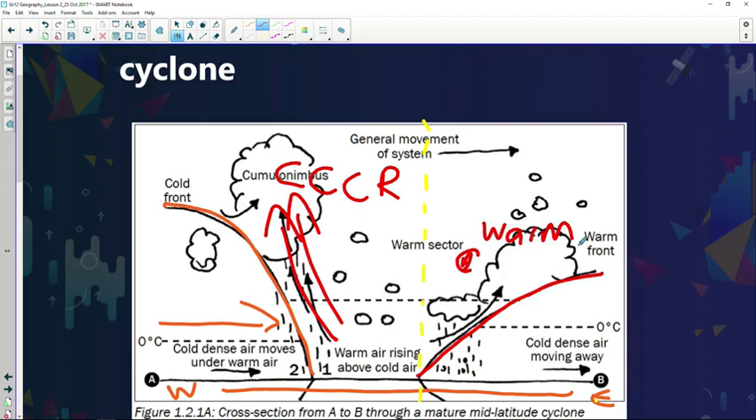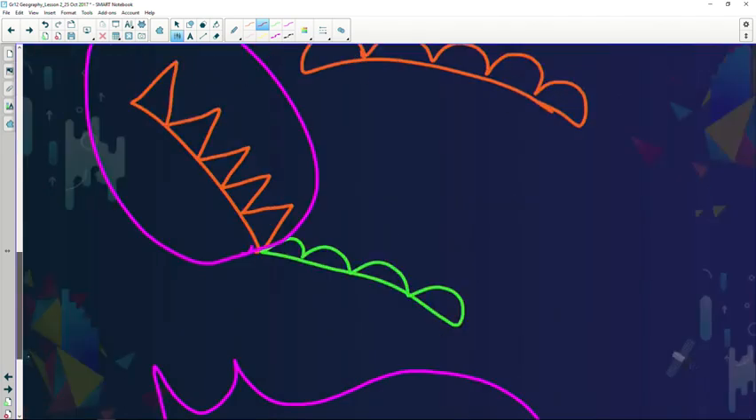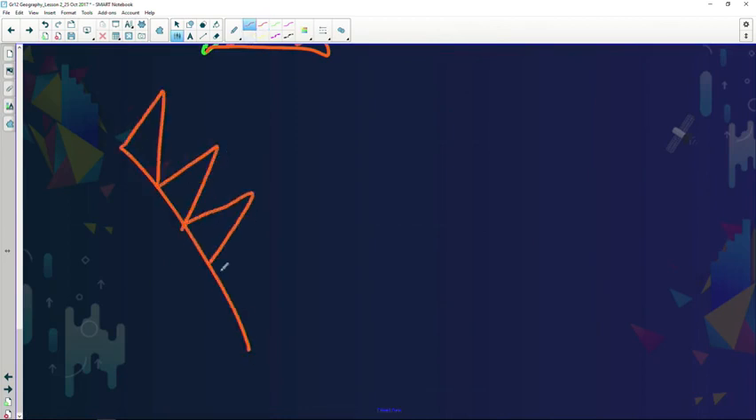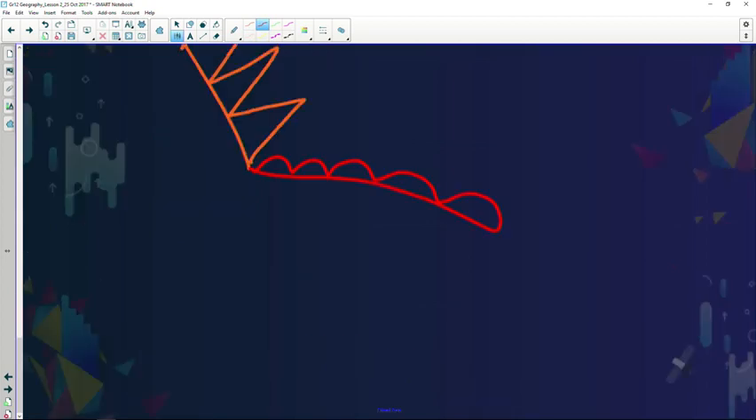And in front of the warm front is cold air. From a synoptic point of view, that is a cross-sectional point of view. This is what it looks like. You've got your cold front, and then you've got your warm front. Now, let's look at 1, 2, and 3.